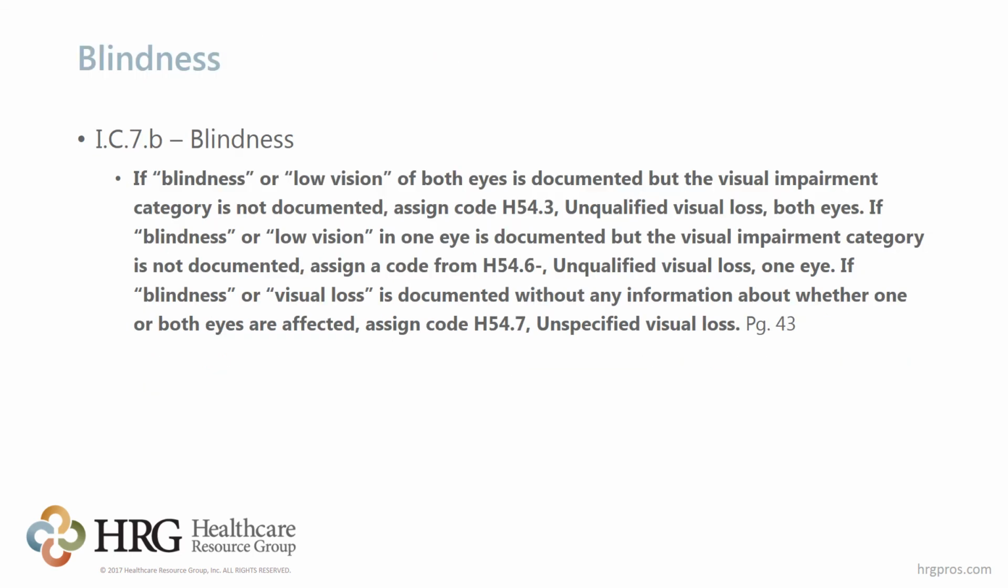The next change found in section 1C7B is regarding blindness, and it appears that this guideline was added due to the new codes that were added in the blindness and low vision section. It's basically describing how and when to use these codes when part is unspecified and part is not. So look carefully at this guideline when you're coding blindness or low vision.